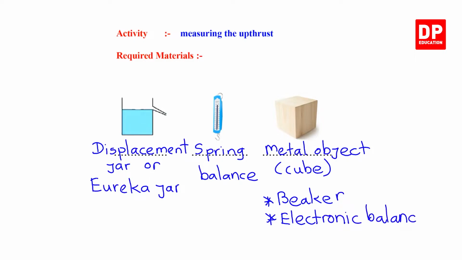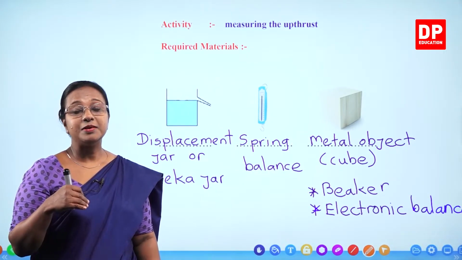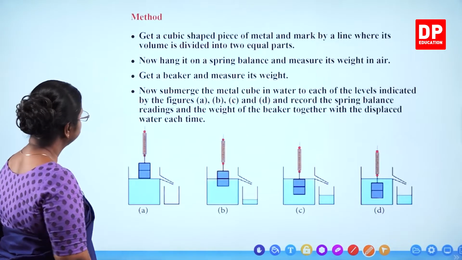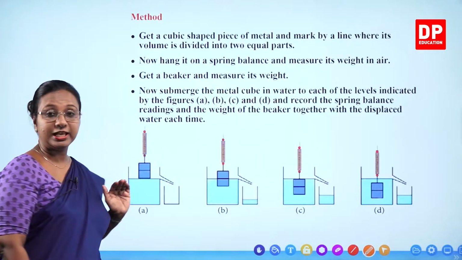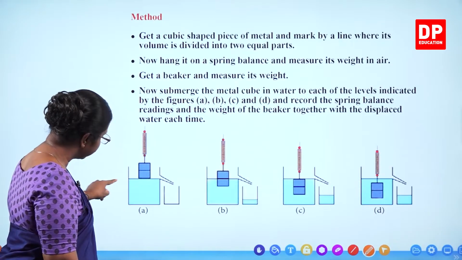Electronic balance or even a table balance, the chemical balance that is available in the lab, we can use any one of those. So there, first we have this displacement jar. We fill water into it. When you fill water into it, it will come up to this level.